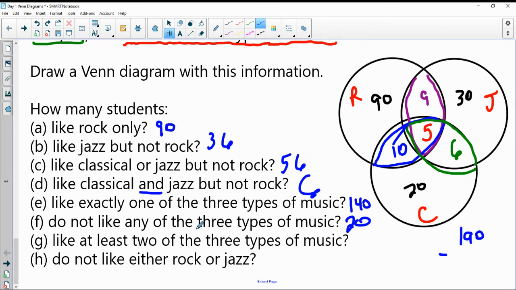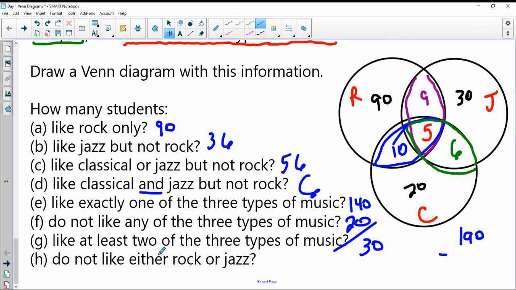Okay, at least 2 of the 3 types. So at least 2 means it can be all of them. So at least 2 of the 3 types. This is 2 of the 3 types, and this is all 3. So at least 2 means 2 or 3 types. That's all these in the middle. So I've got 10, 5, 9, and 6, which is going to give me 30.